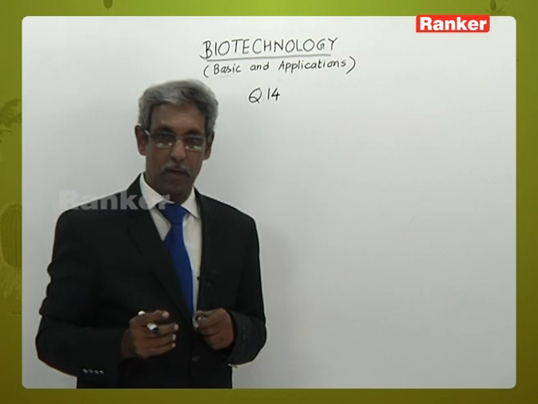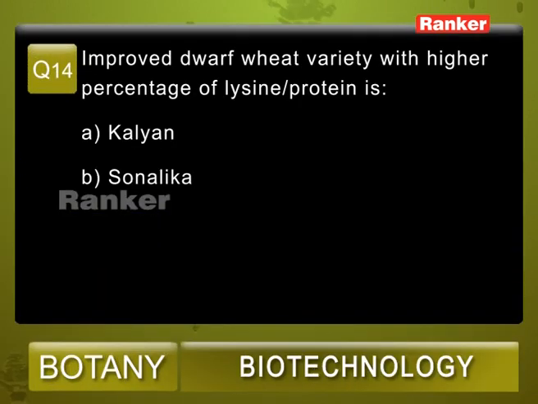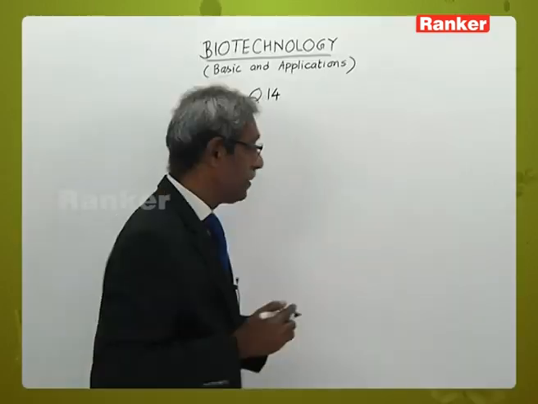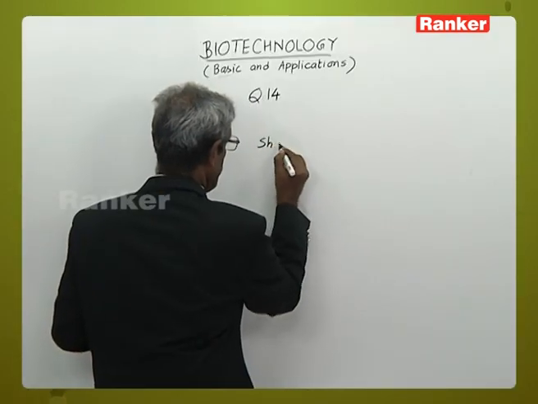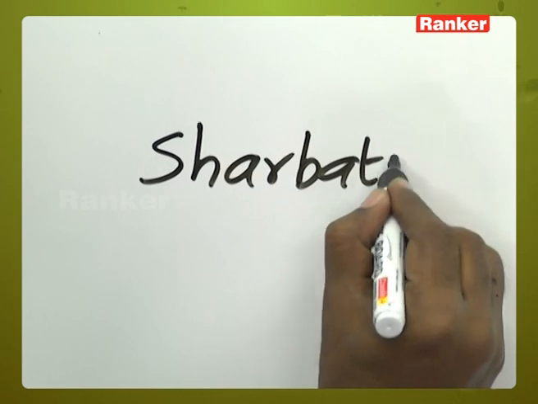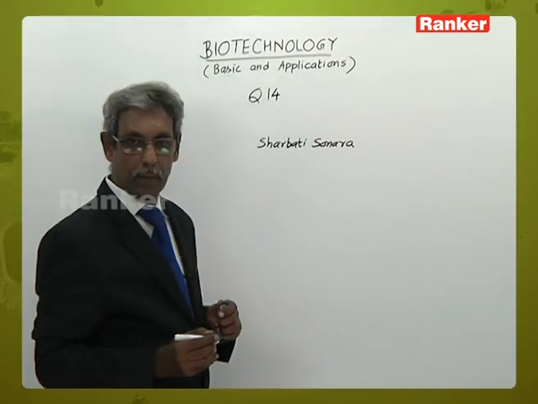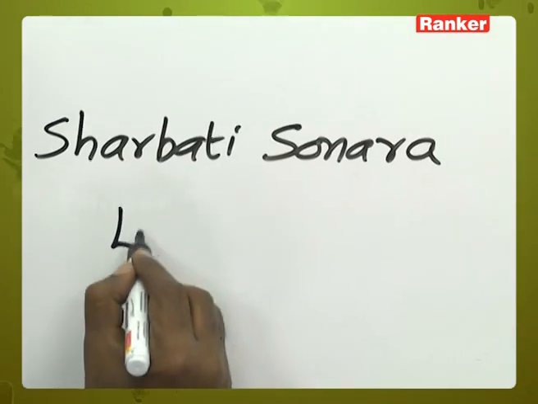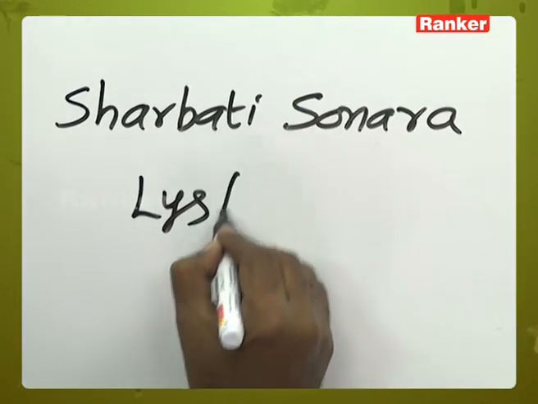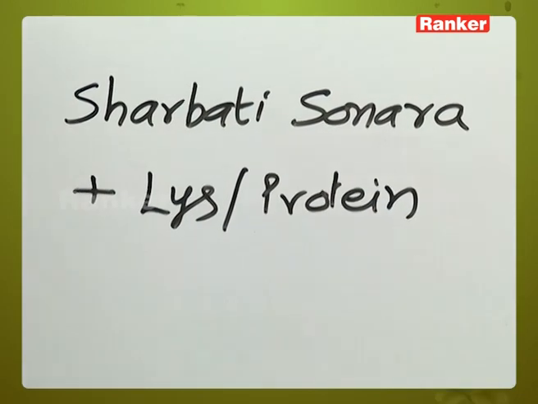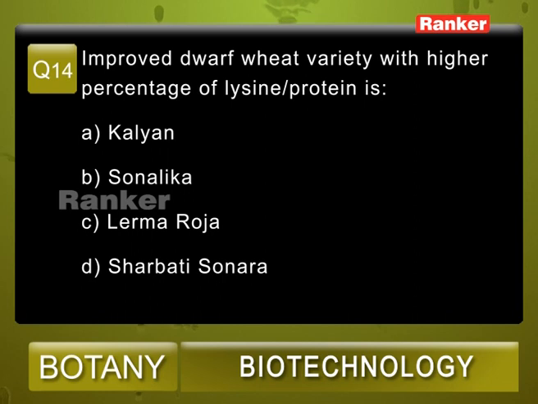Next question is question number 14. Improved draft wheat varieties with high percentage of lysine or protein is popularly termed as Sharbati Sonara. So, when you take Sharbati Sonara, it has high lysine content or high protein content, and the correct answer is D.